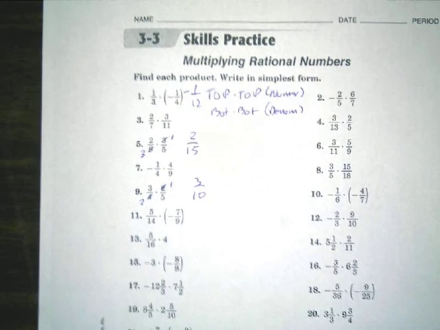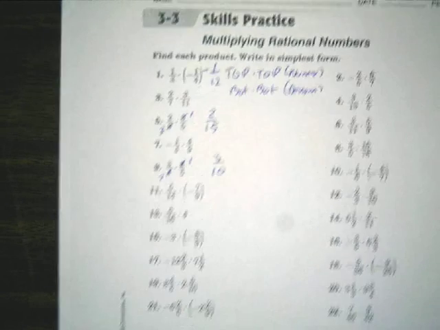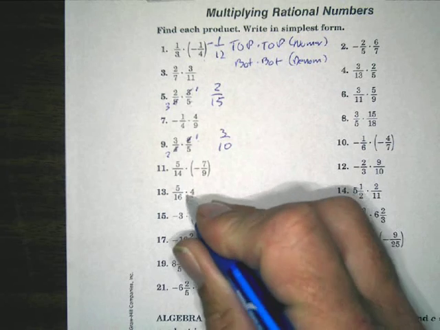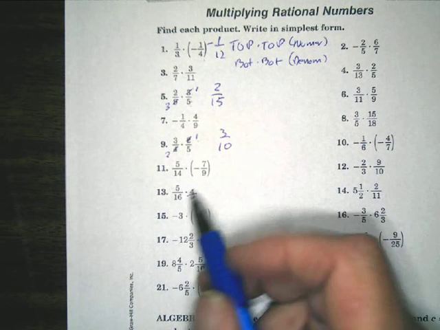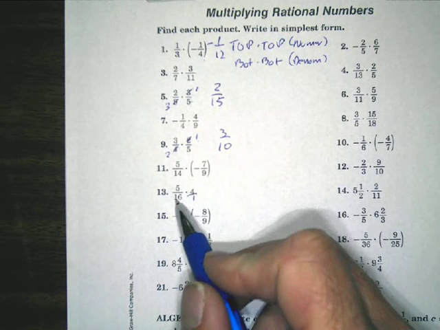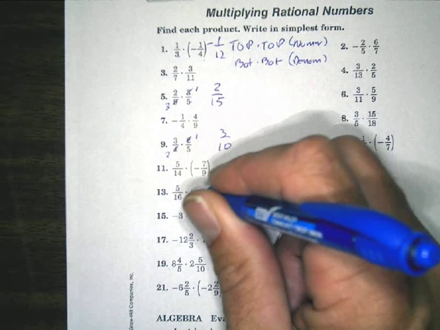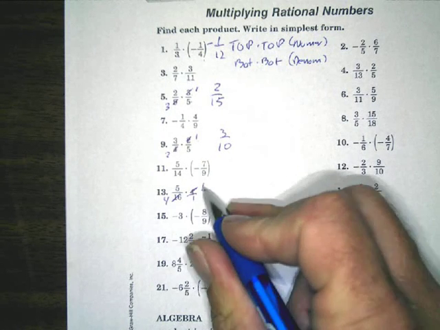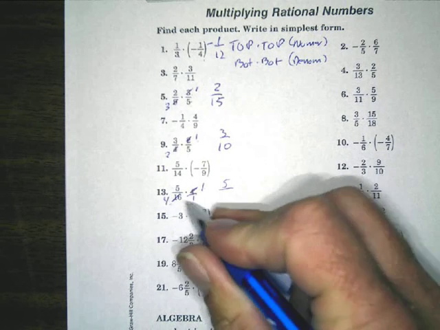If we look at number 13, we have a whole number. What we need to do is make this a fraction first by putting it over 1. Then we look, 5 and 1 we can't divide by anything. 4 and 16 we can divide by 4. 4 goes into 4 once, 16 4 times. 5 times 1 is 5. 4 times 1 is 4.